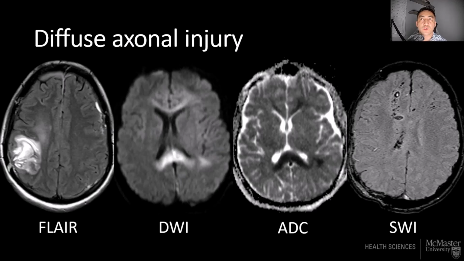Here are 3 different patients with DAI. It's an ill-defined region on FLAIR. Here we have involvement of the corpus callosum exhibiting avid diffusion restriction. And then here on SWI, we have multiple punctate and linear foci of microhemorrhage in a radial pattern. I showed the patient's CT a few slides earlier.